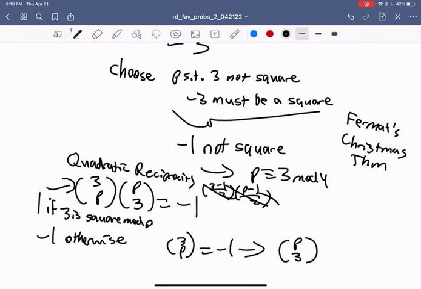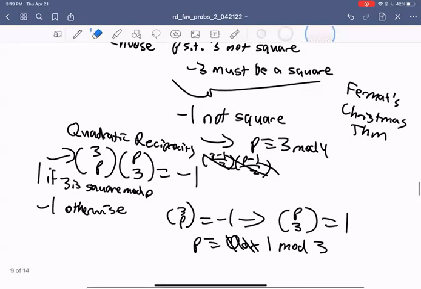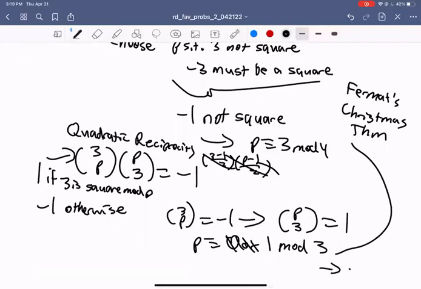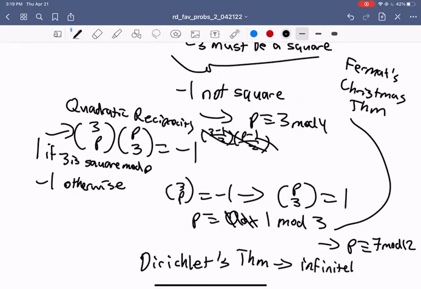So we want this to be 1, which means that P is 0 or 1 mod 3. And we could just go with P equals 3, but we can also just ignore this condition. And these two combine to P is 7 mod 12. And everything we have done up to this point shows that all 7 mod 12 primes work. So by Dirichlet's theorem, there are infinitely many primes.